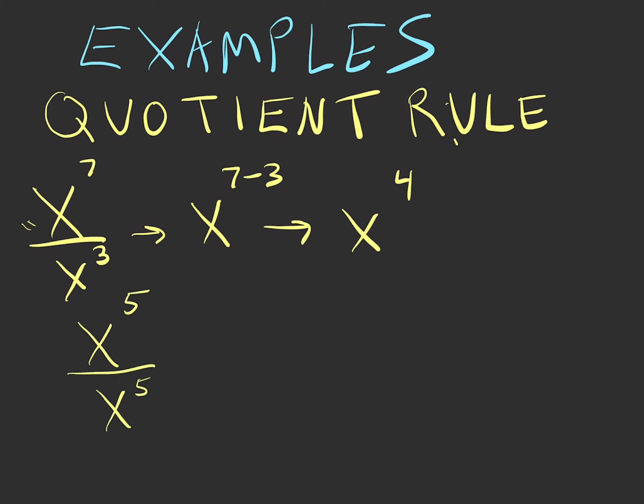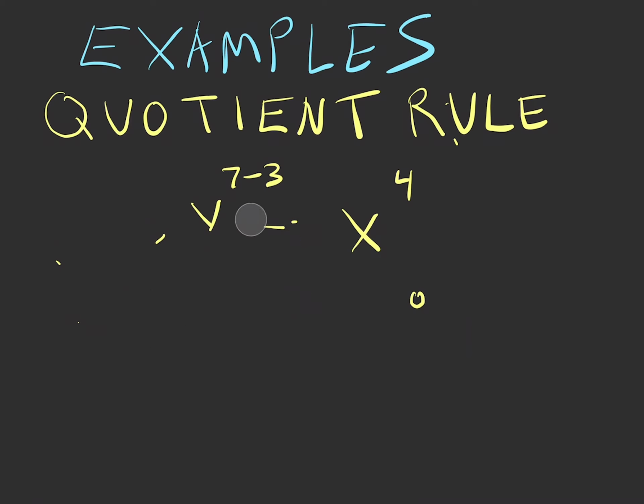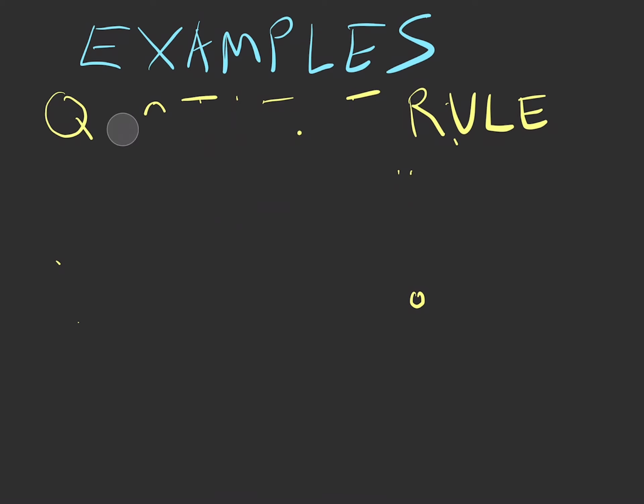Here again, let's say we have x to the 5th over x to the 5th. Well, our rule is we write the x once, and we do the top minus the bottom. 5 minus 5 is 0. So x to the 0, which is 1, because anything to the 0 is 1. So that's how we do the quotient rule. You're going to do the exponent on top minus the exponent on the bottom.